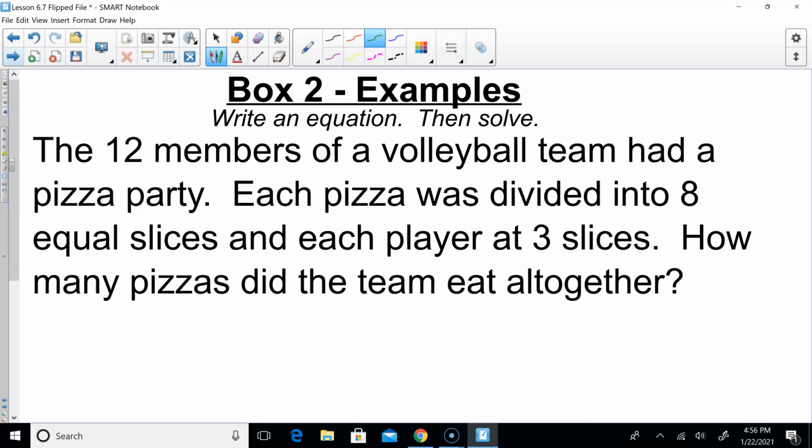So the 12 members of a volleyball team had a pizza party. Each pizza was divided into 8 equal slices, and each player ate 3 slices. How many pizzas did the team eat altogether? We've got players, we've got pizzas, we've got slices. Let's read this one more time. 12 members of a volleyball team had a pizza party. Each pizza was divided into 8 equal slices, and each player ate 3 slices. How many pizzas did the team eat altogether?